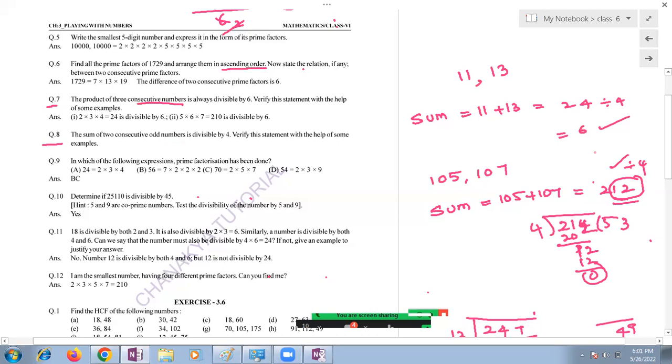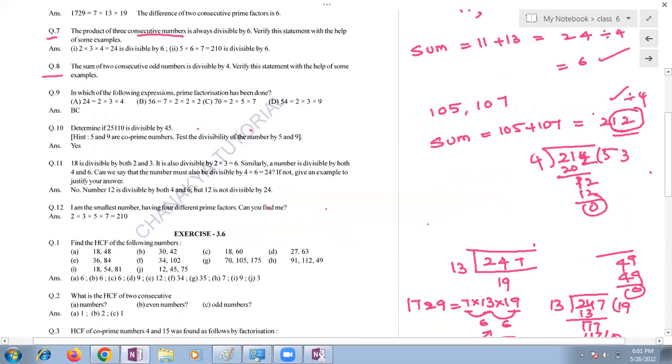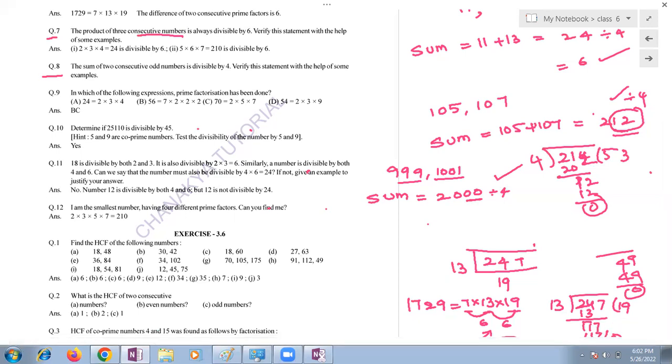Not only that example, children, you can take another one also. I'm taking 999 and 1001. The sum of these two has last 2 digits exactly divisible by 4, or 00. Yes, it is true. Then what can we conclude, children? The sum of two consecutive odd numbers is always divisible by 4.